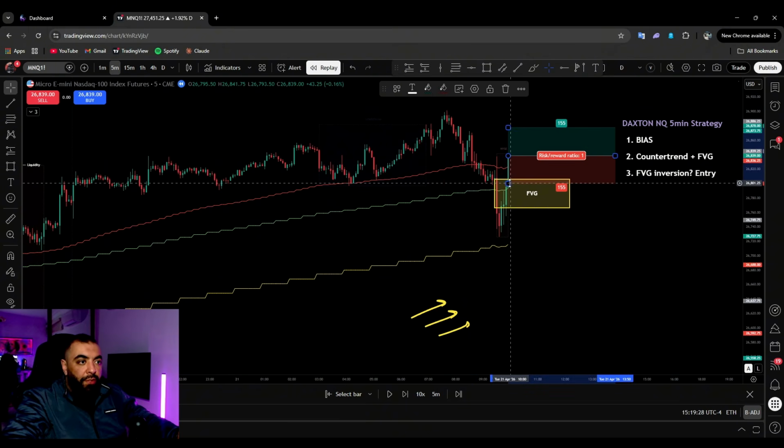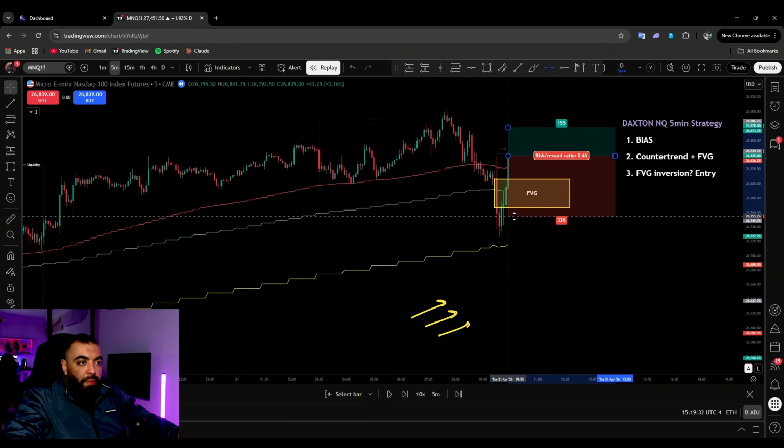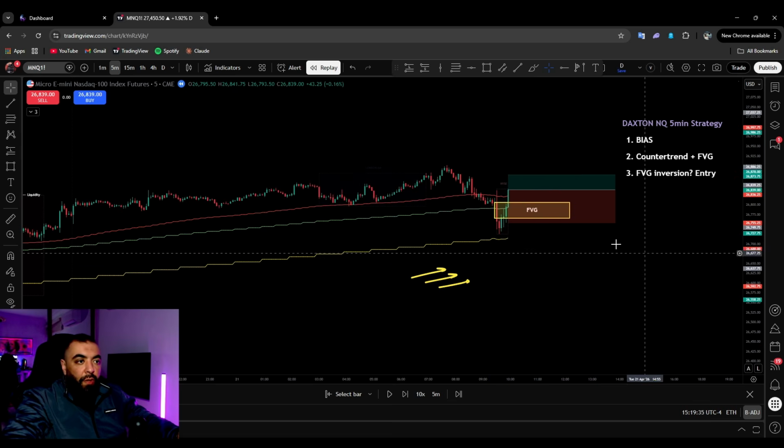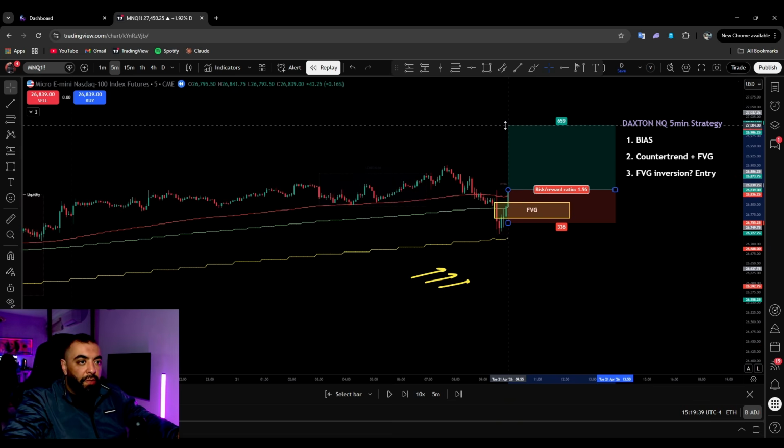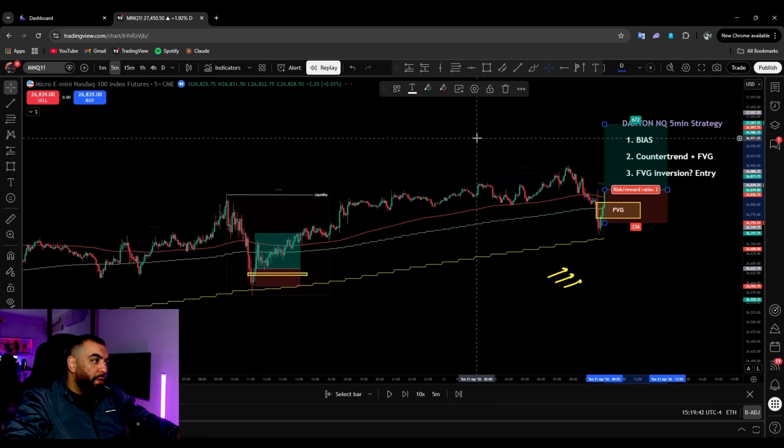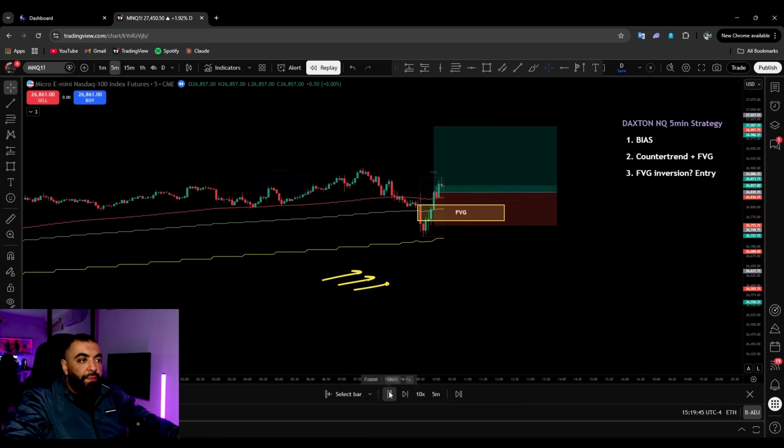Entry at the inversion, stop loss at the previous candle. We will be targeting 2 hours since we don't have a previous liquidity that is above 2 hours. Let's play the price out and straight into stop loss.